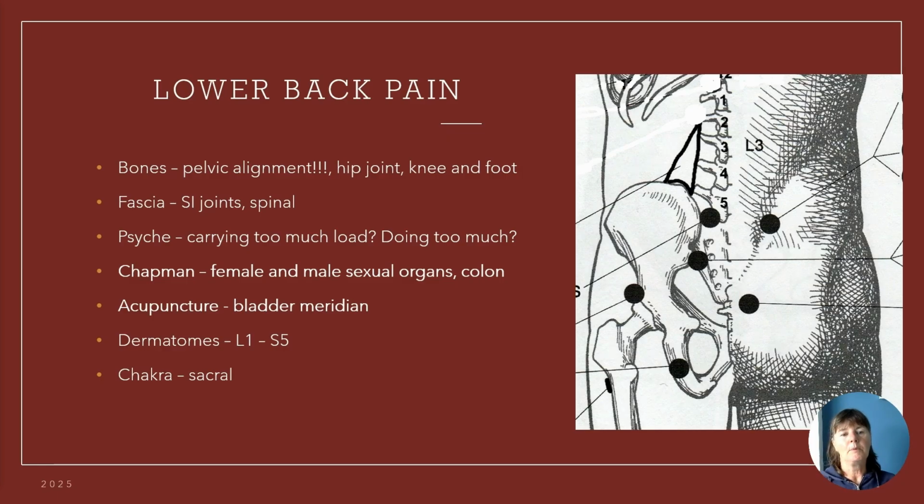There are several Chapman points around the pelvic ring, anteriorly and posteriorly, for the male and female sexual organs, and it's worth considering here, what's the chicken and what's the egg? Are dysfunctions in these organs causing the lower back pain, or is the misalignment of the pelvis and the subsequent back pain causing a dysfunction of these organs? There's a triangular area between the lumbar vertebra and the posterior iliac crest for the colon.